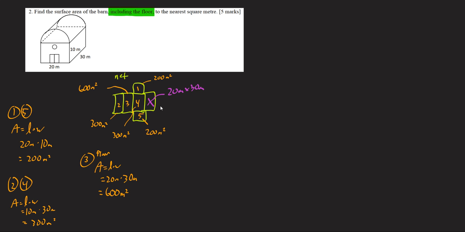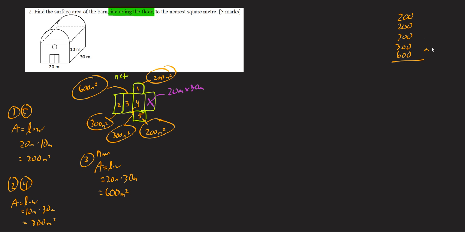600 square meters. So far, we've got 200 and 200 and 300 and 300 and 600, which is a bunch. So far we've got our total of 200 plus another 200, 300, 300, and 600 square meters. These are all in meters squared. If we add them all up, we get to 1,600 square meters. We still have to do the roof though, the actual curvy roof. So the curvy roof is up here, and it is half of a cylinder.